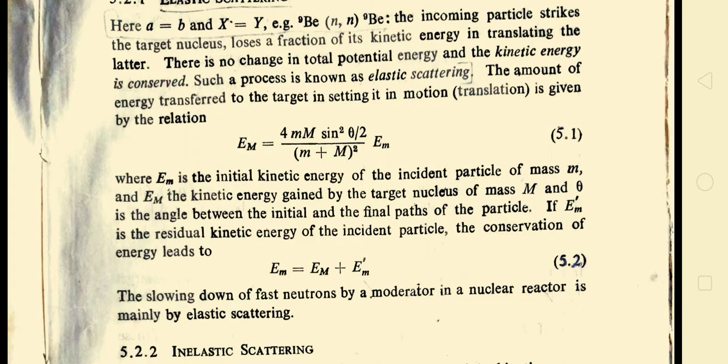Here, the energy of the incident particle equals the energy of the target nucleus plus E_m dash, the residual kinetic energy of the incident particle. This means that the energy of the incident particle is equal to the sum of the energy of the target nucleus plus the fraction of energy transferred by the projectile to the target nucleus. The sum of the residual kinetic energy and the kinetic energy of the target nucleus equals the energy of the incoming particle. So we can say there is no change in energy.